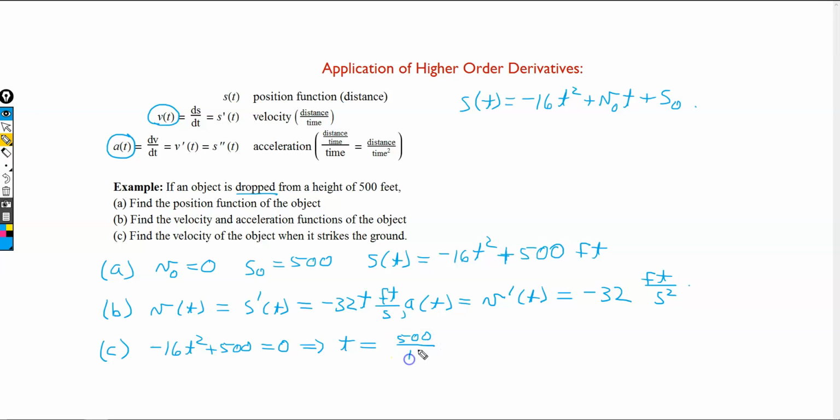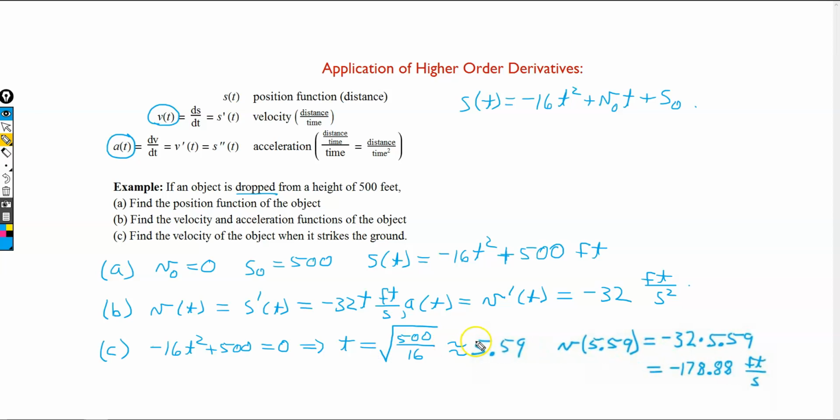over 16. And then we have to take the square root of that because of the t squared right here. That's going to be approximately 5.59 seconds. Now this is how long it takes the object to strike the ground, 5.59 seconds.